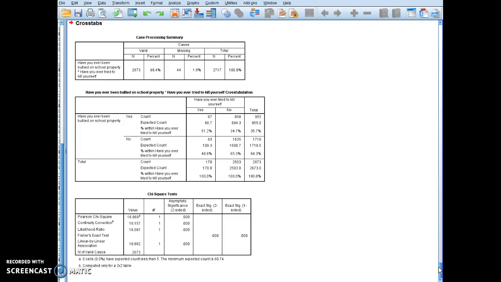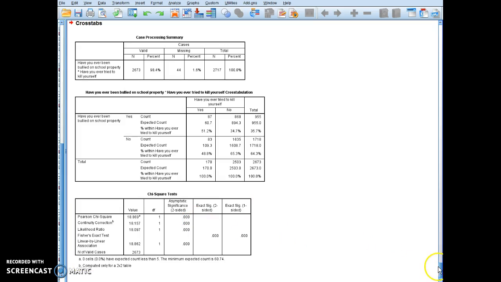The chi-square test table is the most important table because it tells us whether or not a relationship is significant. So I'm going to look at the Pearson chi-square value, which is 18.869. However, the number that we're most concerned about is the asymptotic two-sided significance. This tells us about the relationship. A p-value less than 0.05 is considered statistically significant. Therefore, since this p-value is 0.000, we can say that there is a statistically significant relationship between students who try to kill themselves and students who have been bullied on campus.